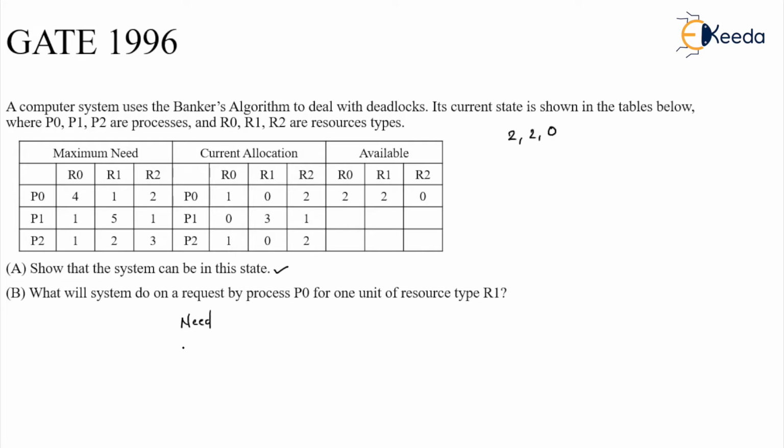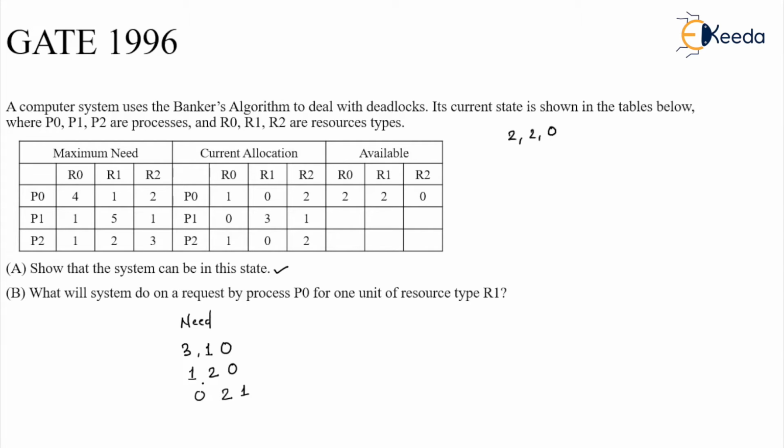Here 4 minus 1 is 3, 1 minus 0 is 1, 2 minus 2 is 0. 1 minus 0 is 1, 5 minus 3 is 2, and 1 minus 1 is 0. And here 1 minus 1 is 0, 2 minus 0 is 2, and 3 minus 2 is 1. So this is my requirement. This is the need matrix.